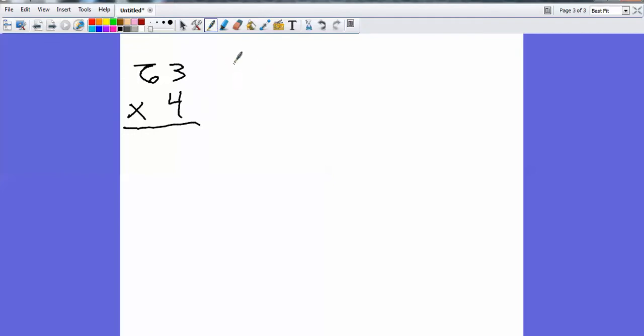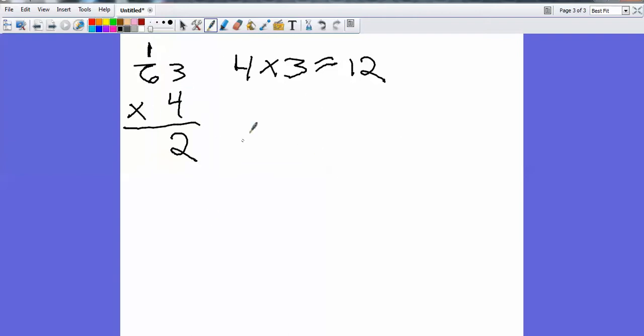So before you do anything, you write 4 times 3 over on the side, just to help you keep things organized. And then you're going to multiply it. So 4 times 3 equals 12. Your 2 is going to go underneath the 4 in the ones spot, because that's the ones spot. You're going to carry the 1 because that's representing a 10. And that's it for that first part.